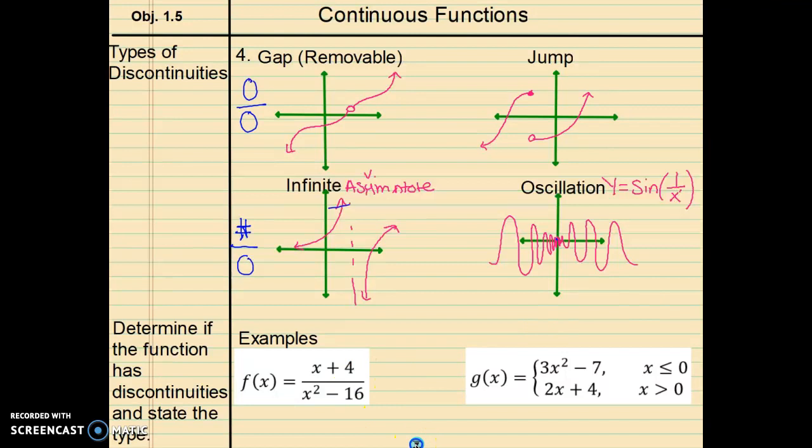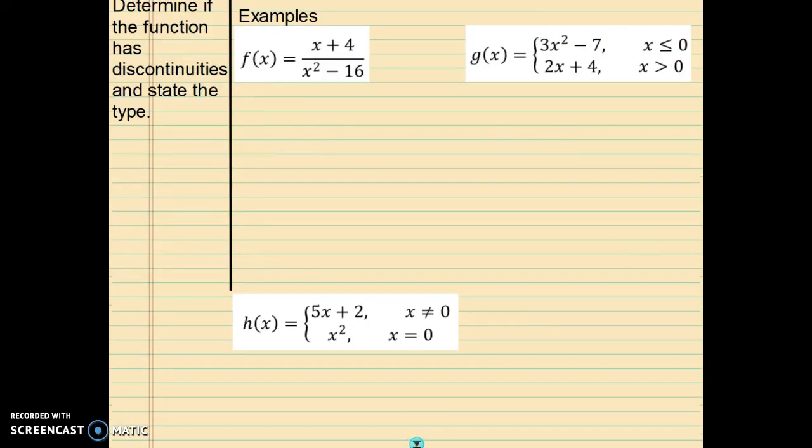Okay, so we're going to take a look algebraically. We've done these kinds of examples before, but now we're just going to formally analyze them to figure out continuity. I have here the first example. It says determine if the function has discontinuity and state the type. Well, we have 2 restrictions for this for sure. It's going to be x equal to 4 and x equal to -4.